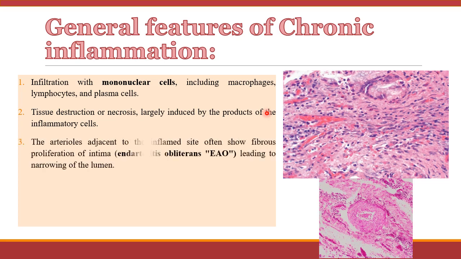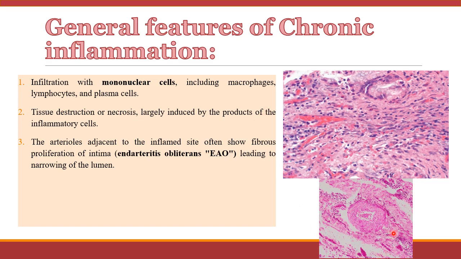So first, let's start with the vessels. The arterioles around the area of inflammation will show a unique change. We will see proliferation. Proliferation here means an increase of fibrous tissue, or fibrosis, in the layer called the intima. The intima of the vessel is the innermost layer of the vessel. So this intima will have some fibrous tissue deposition, or fibrosis. And this will lead to thickening of the vessel wall and narrowing of the lumen.